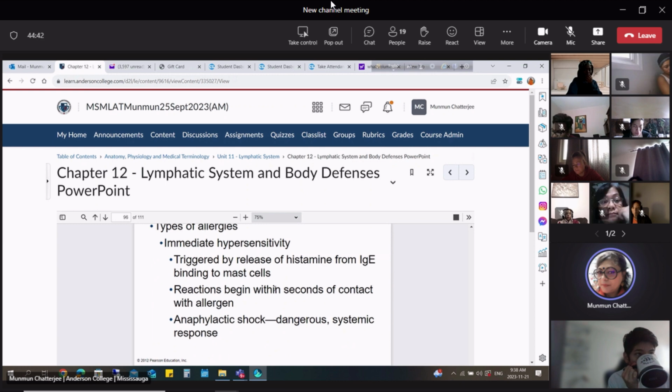So reactions begin within seconds of contact with the allergen. What is anaphylactic shock? This is very immediate. The allergic reaction is very dangerous because sometimes it can lead to death if it cannot be treated immediately with the epinephrine hormone. The dangerous systemic response is the anaphylactic shock.